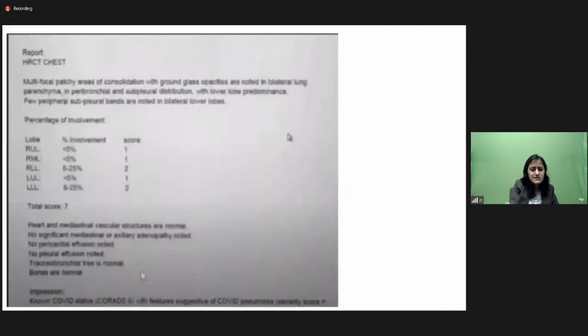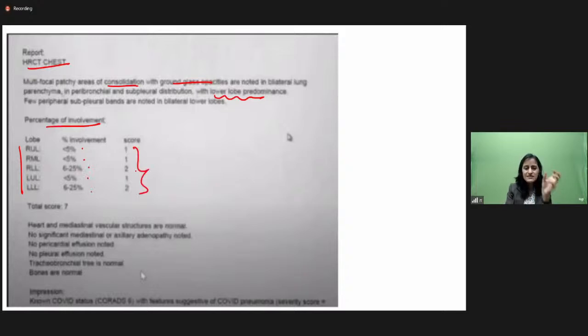So this is the sample report that we have. This is how we mention multifocal patchy areas of consolidation with ground glass in bilateral parenchyma with lower lobe predominance. And this is how we give the percentage of involvement. For each lobe we mention that the right upper lobe has this much involvement, then right middle lobe, right lower lobe, left upper and left lower. We give the score 0 to 5, and then we take the total score.